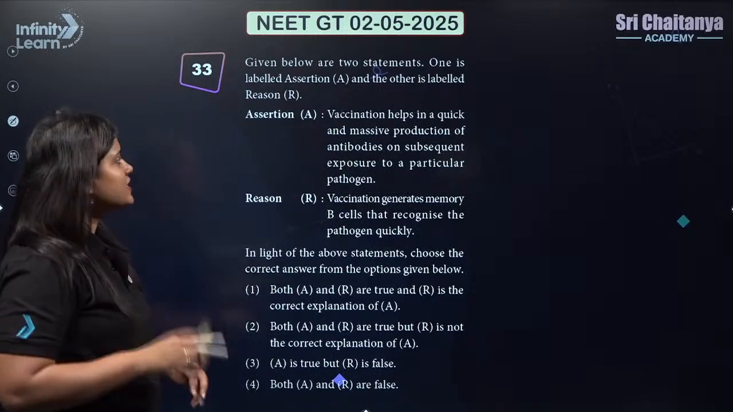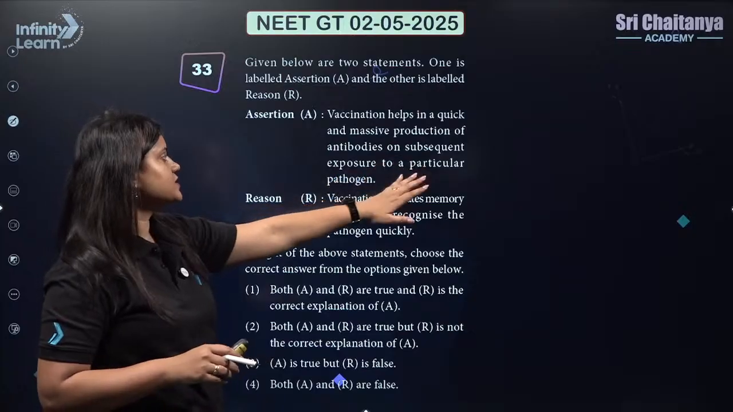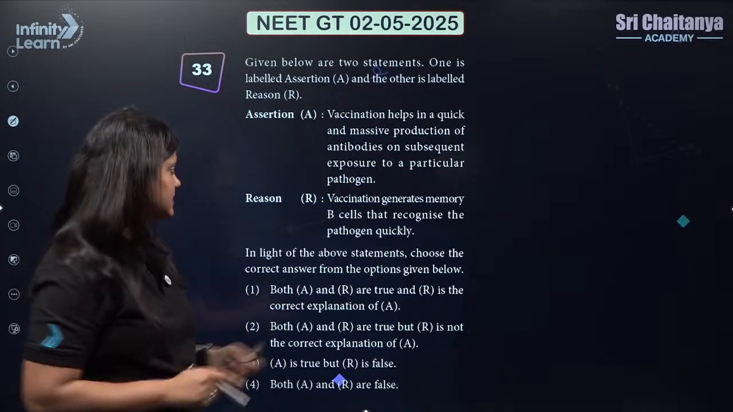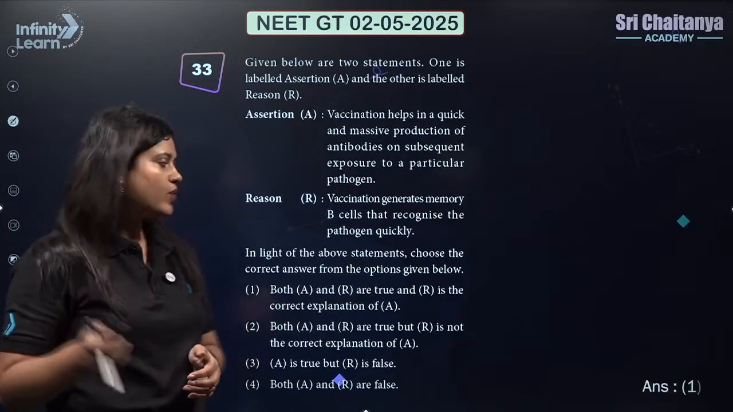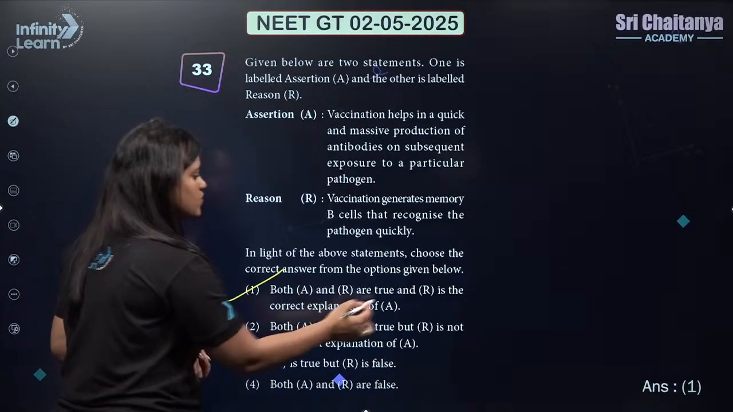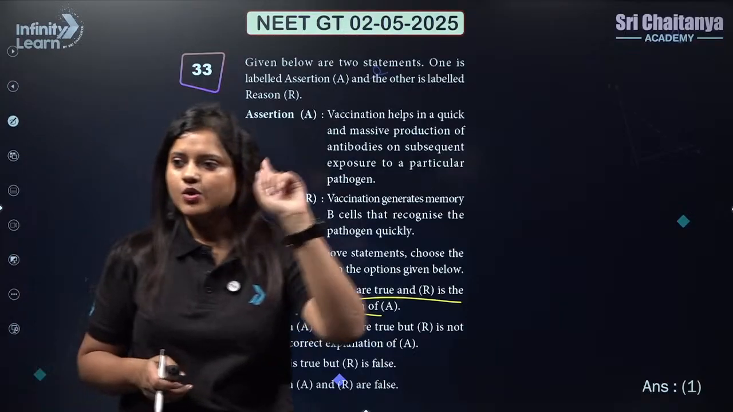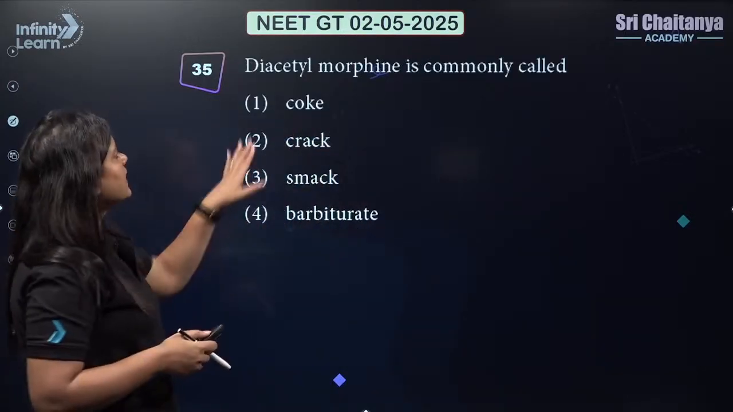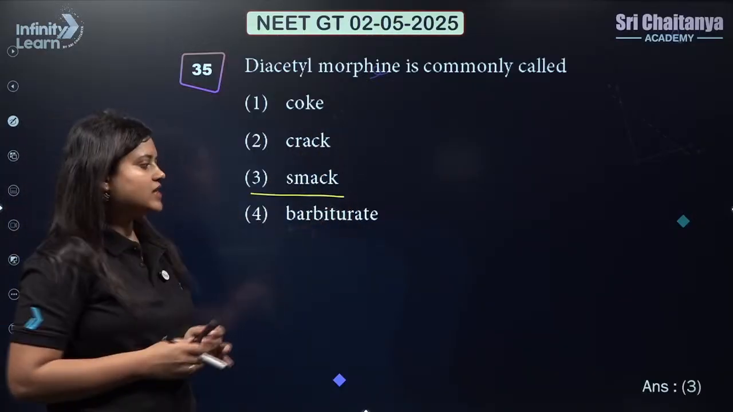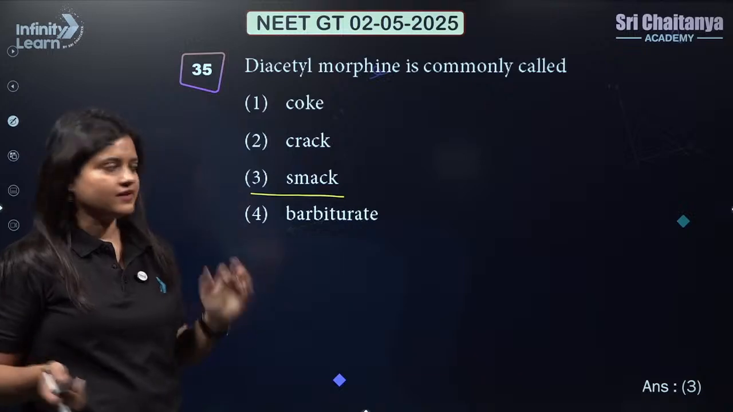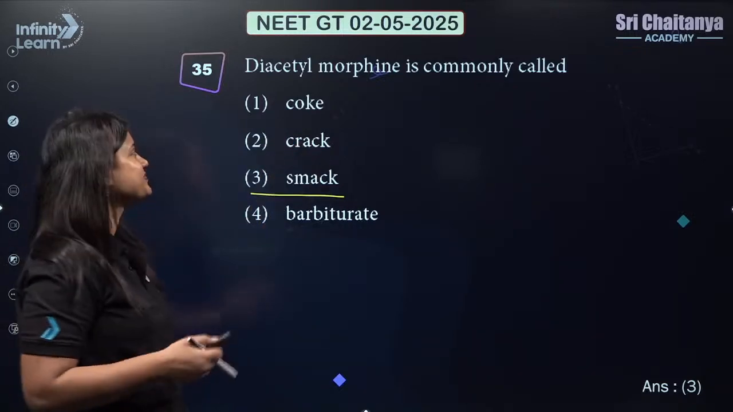Next one. Assertion says vaccination helps in a quick and massive production of antibodies on subsequent exposure to the particular pathogen. Yes. Vaccination generates memory B cells that recognize the pathogen quickly. So assertion is true, reason is true. Reason is the correct explanation of assertion. So that's why the answer will be 1. Easy question. Diacetylmorphine is commonly called as smack. Okay, so diacetylmorphine is heroin, which is also termed as smack. 3. Okay, not coke.